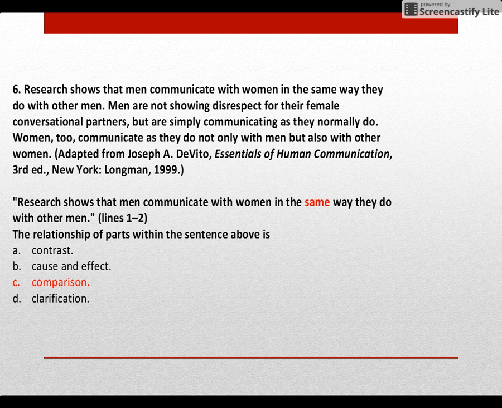And here's an example as well. So if you look at the paragraph above, and the last sentence in that paragraph, it says women, too, communicate as they do not only with men, but also with other women. Can you note key words or signal words that applies to the transitions or the patterns that you have seen in Chapter 5?